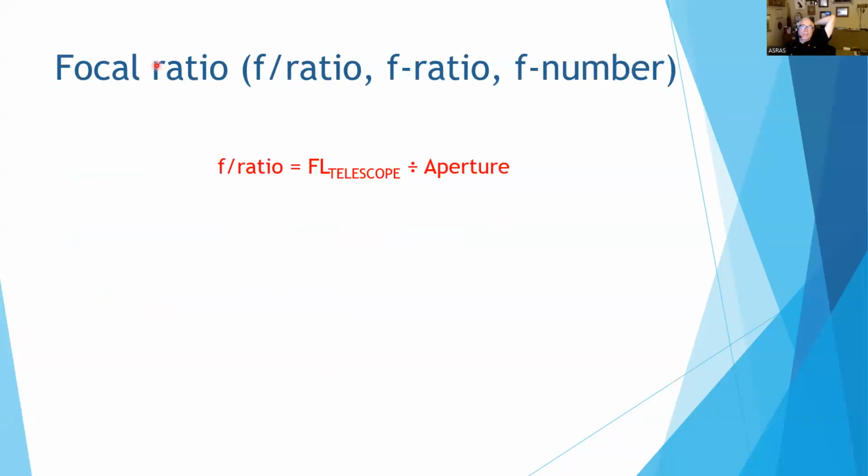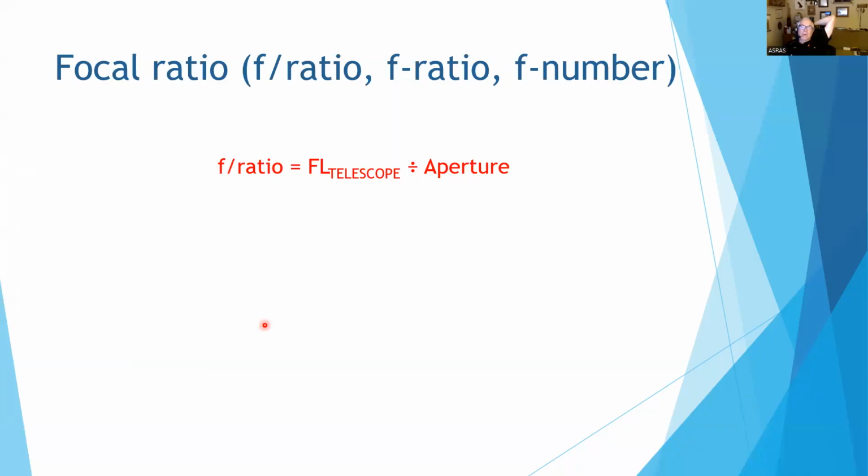The focal ratio, sometimes called F ratio, sometimes called F-number, but I'm going to use focal ratio or F ratio for the duration of this talk, is calculated by the focal length of the telescope divided by the aperture of the telescope. So if you hold aperture constant, the longer the focal length, the higher the F ratio, which we're going to see in operation.